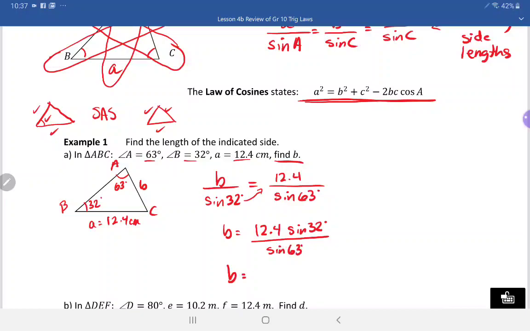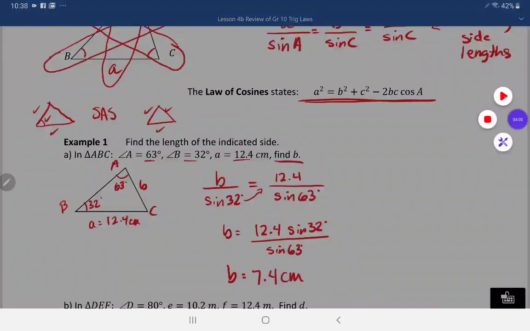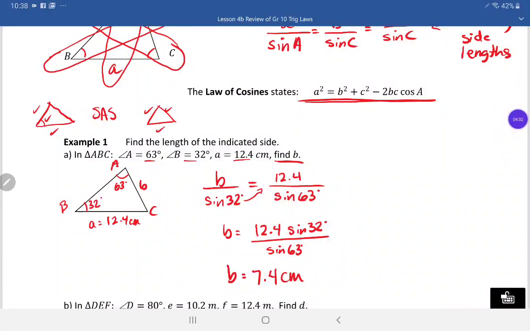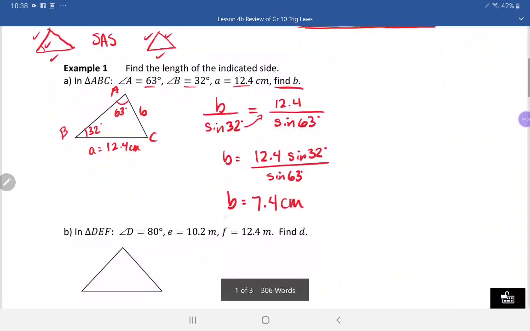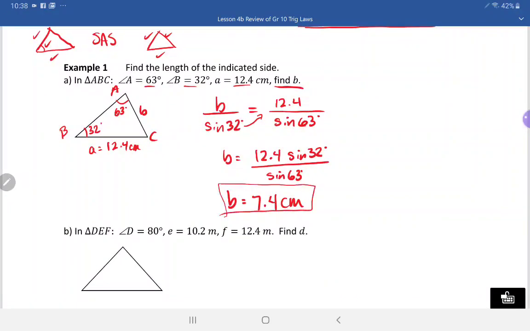Type that in the calculator and you should have a final answer. All right, so we get an answer of 7.4 centimeters, and that's all that question asked for, so that is enough.